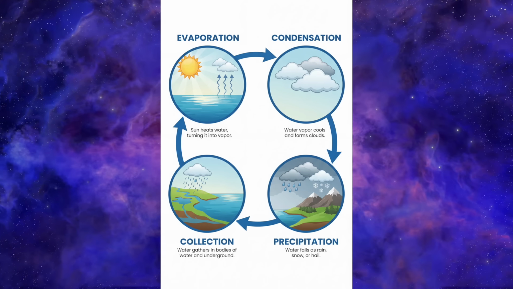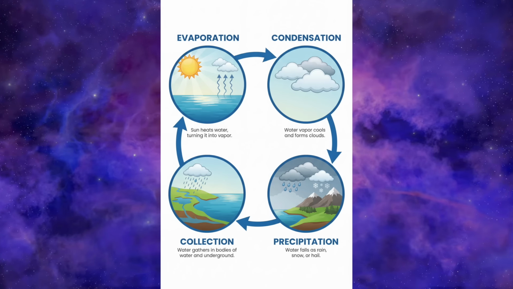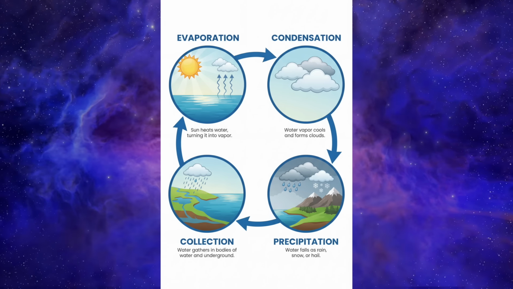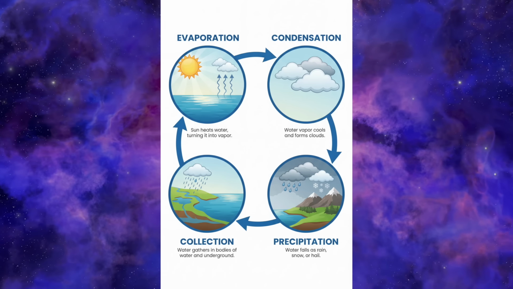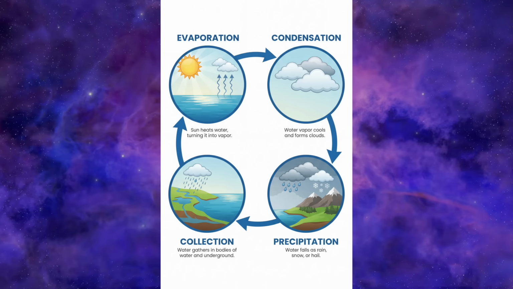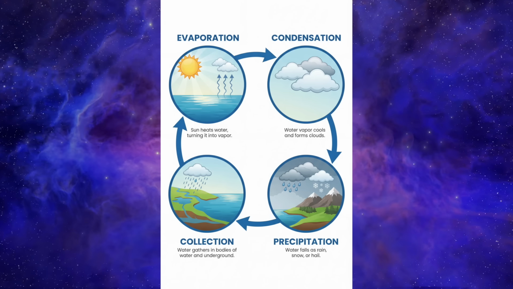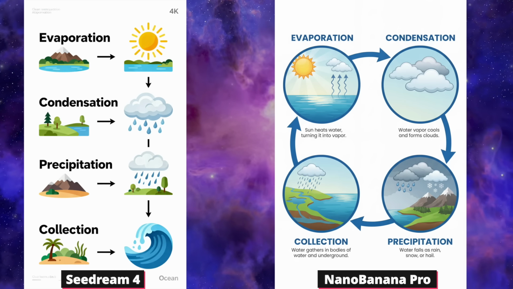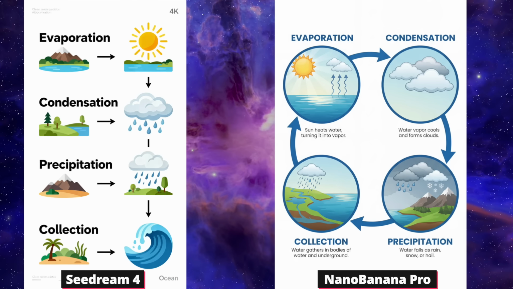Nano Banana's version of the water cycle, though, absolutely nails the infographic side. Each step has clear arrows, labels, and readable descriptive text like sun heats water, turning it into vapor, water vapor cools and forms clouds, and water falls as rain, snow, and hail. It looks like something you could print and hang in a classroom, with a clean cycle and well-organized hierarchy of information. So for this round, Nano Banana actually edges out SeaDream on clarity and educational design.